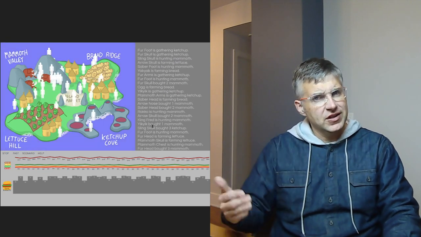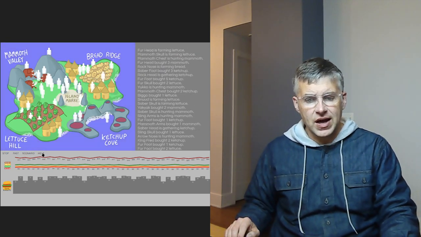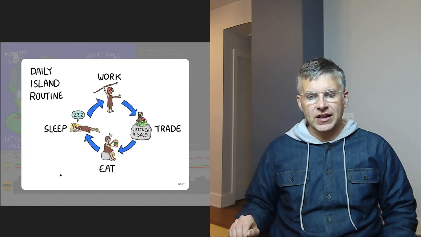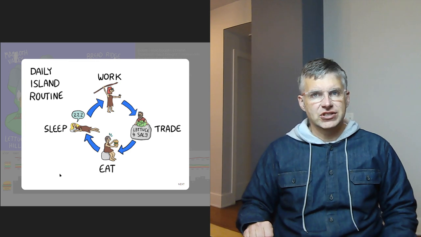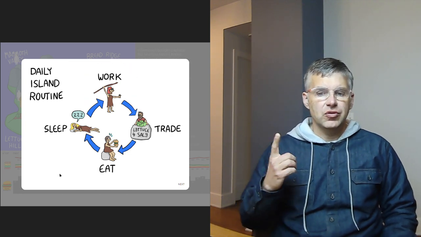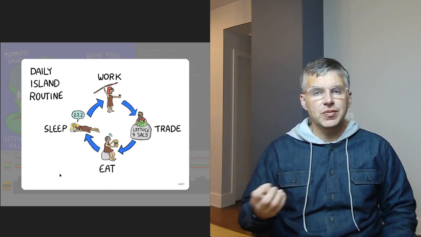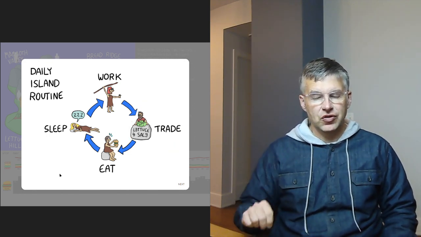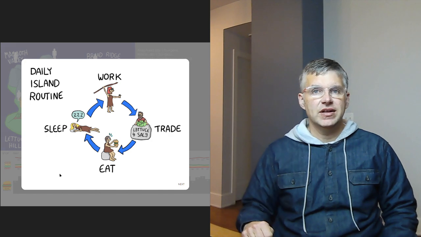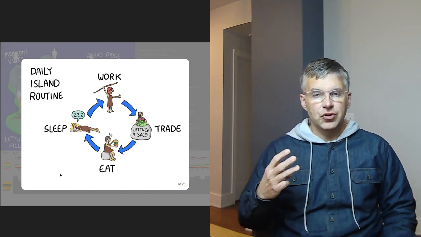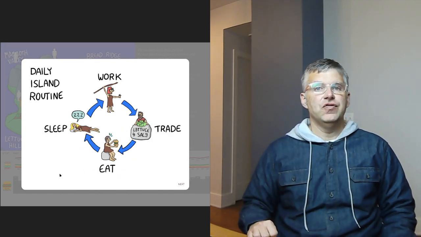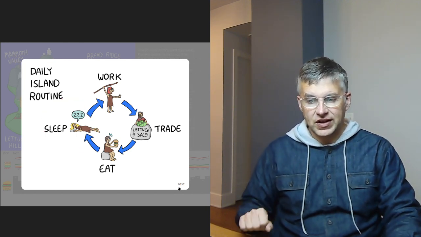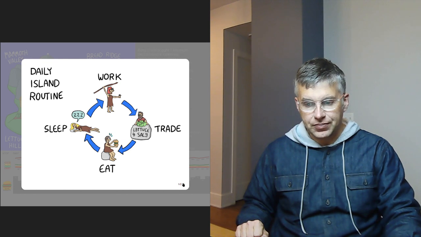And now let me talk a little bit about the details of the economic model. Every day, every cave person on this island performs one of four actions. First, they work, which involves accumulating a resource of some sort. Second of all, they trade that resource on an open market in the middle of the island. Third of all, they eat. And fourth, they sleep until the next day. So every caveman does these four things every day.